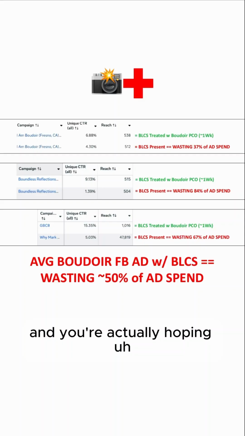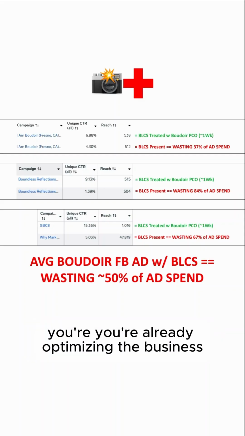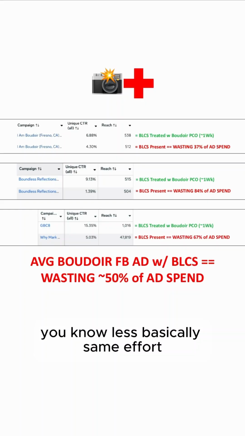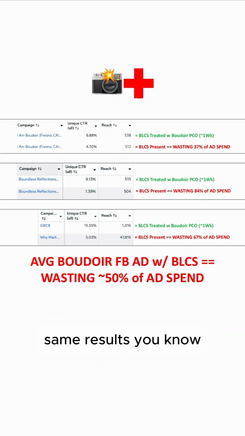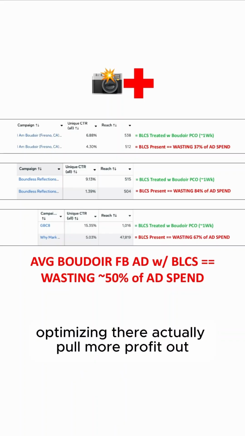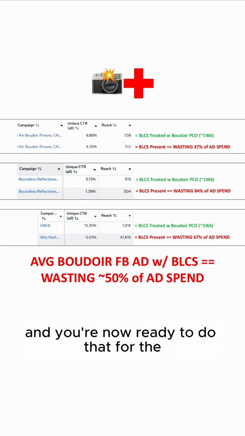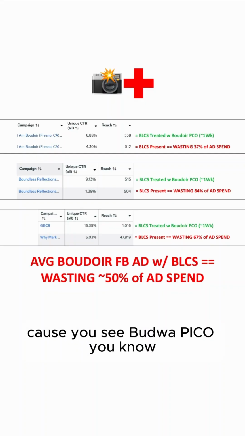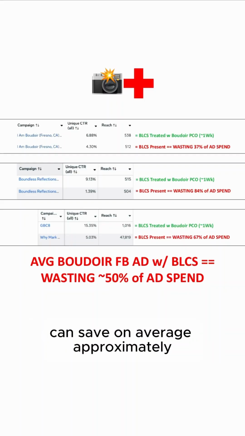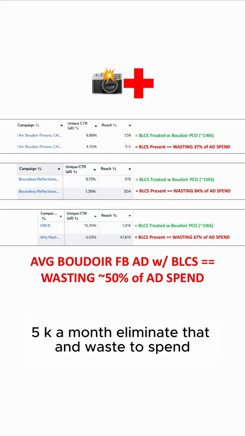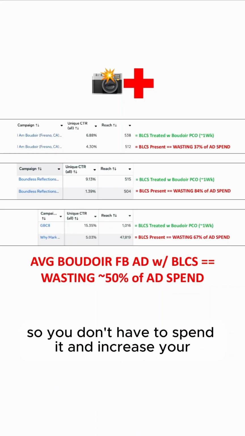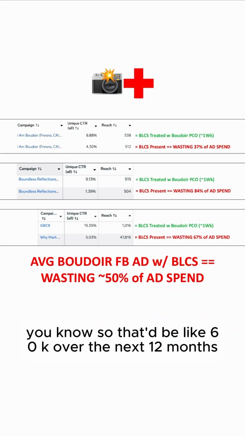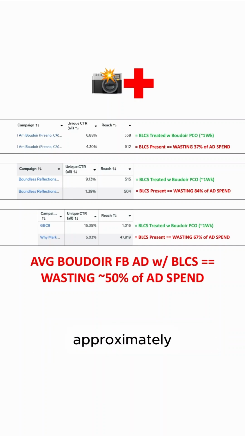And you're already optimizing other parts of the business. Basically, same effort, more results, or less effort, same results. Optimizing there, actually pull more profit out. And you're now ready to do that for the Facebook ad part of your business, because you see Boudoir Pico, you can save on average approximately 5K a month. Eliminate that in wasted spend, put that back in your pocket so you don't have to spend it. So that'd be like 60K over the next 12 months approximately.